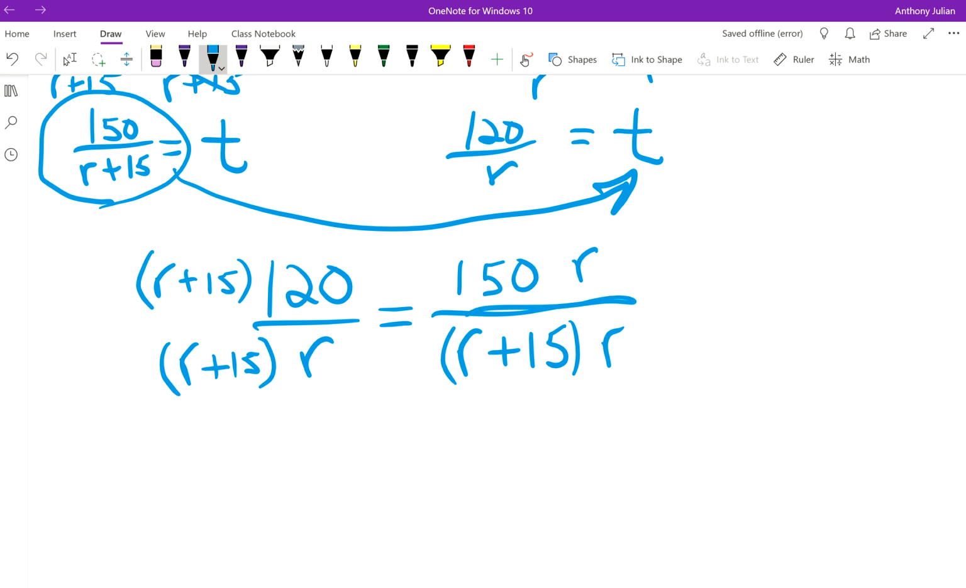Okay, denominators are the same now, so I can concentrate on my numerators. So if I use the distributive property here, I'm going to have 120 R plus, what's 15 times 120? I'll do that real quick. 15 times 120. And that's going to give me 1800.